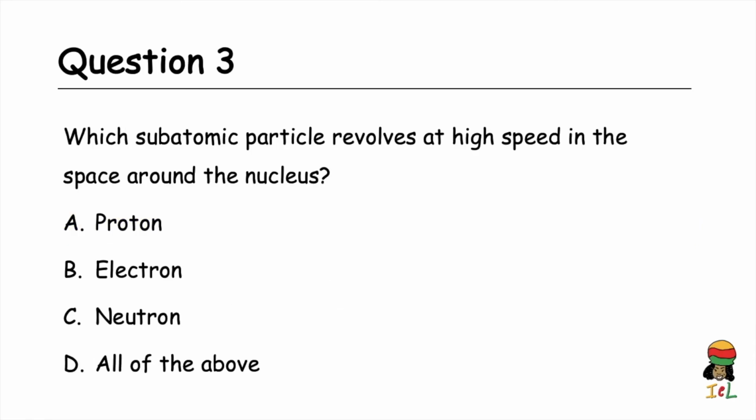Question 3. Which subatomic particle revolves at high speed in the space around the nucleus? A. Proton, B. Electron, C. Neutron, D. All of the above. The answer is B. The electrons revolve at high speed in the space around the nucleus.